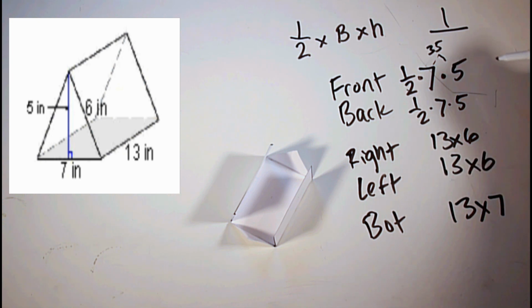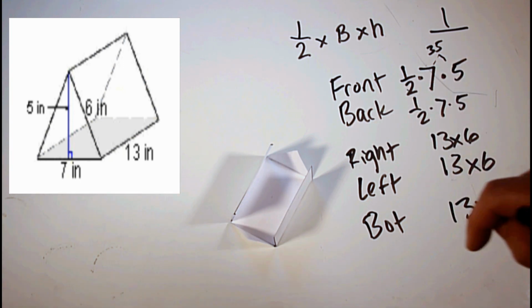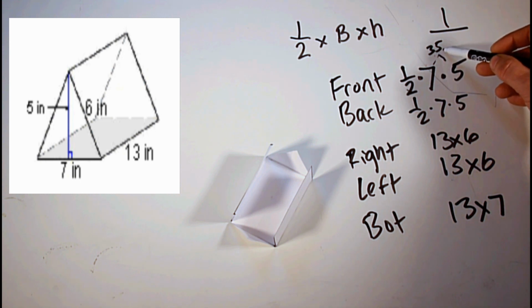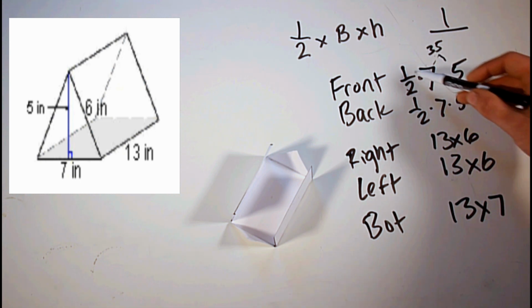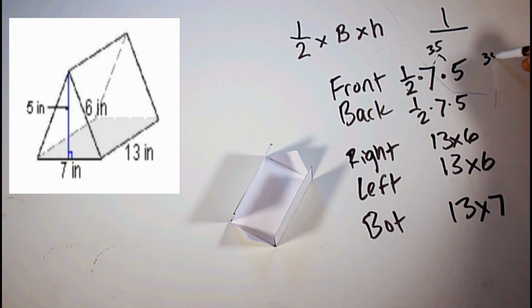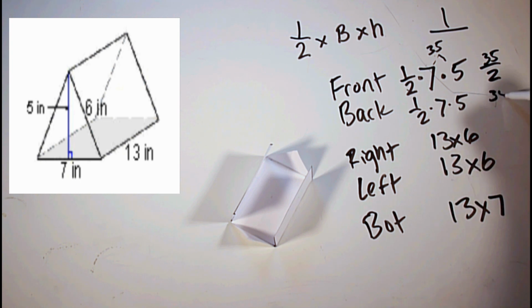Okay? If you didn't do multiplying of fractions, I'll link the video below so that you can go and watch that. But because we're multiplying half times a whole number, that whole number, 35, goes over 1. And then we multiply the numerators and multiply the denominators. So we get 35 over 2. And that's the same thing for the back, 35 over 2.